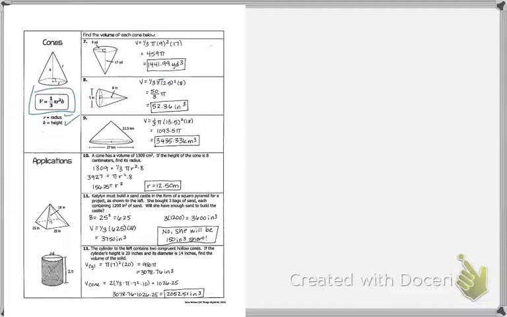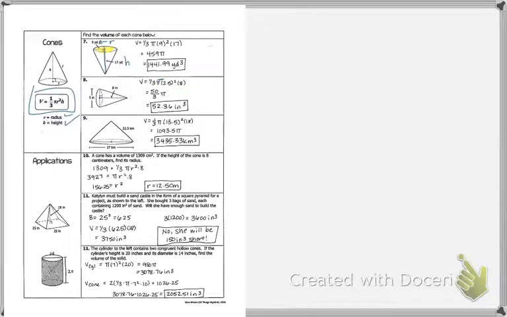If we go to number 7, it's pretty straightforward and easy. We look at our base. That's our circular base, which means that's going to give us our radius. If it gives us the diameter, all we do is cut that in half to get our radius. But currently, they give us the radius and then the height of the cone.